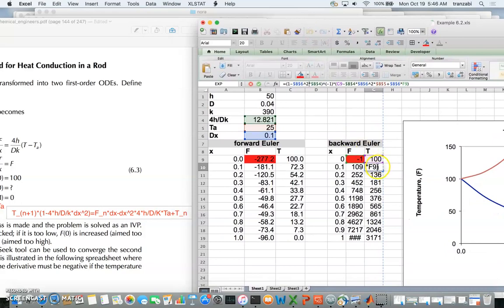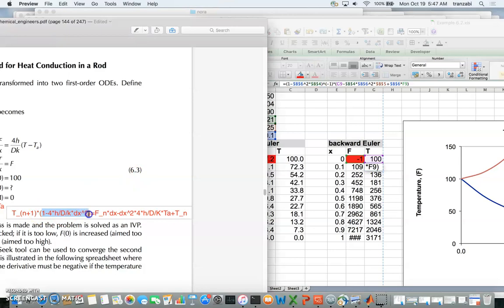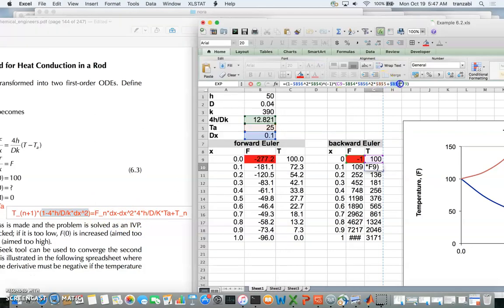So let's look at this equation one more time. This is Tn plus 1 is equal to 1 minus 4h over dk, and then times dx squared. So here's dx squared, and all of them raised to the negative 1 power, because we're going to divide by this prefactor. And then on the right side, I have fn times dx. So here is dx, and then times fn. And then I have minus dx squared.